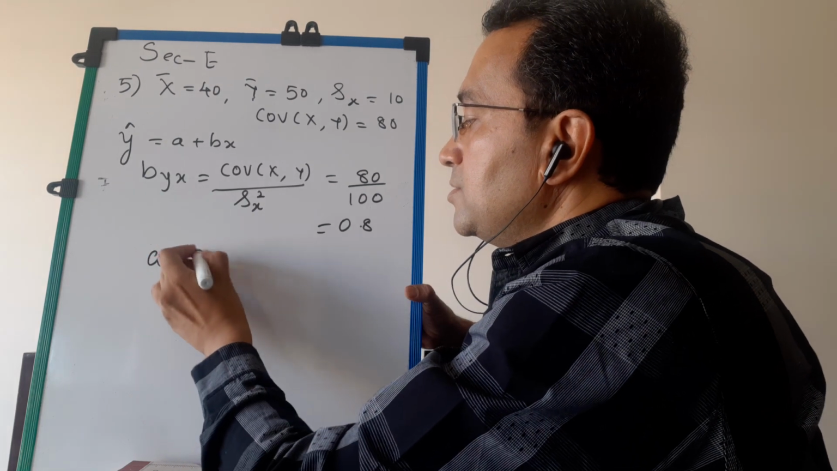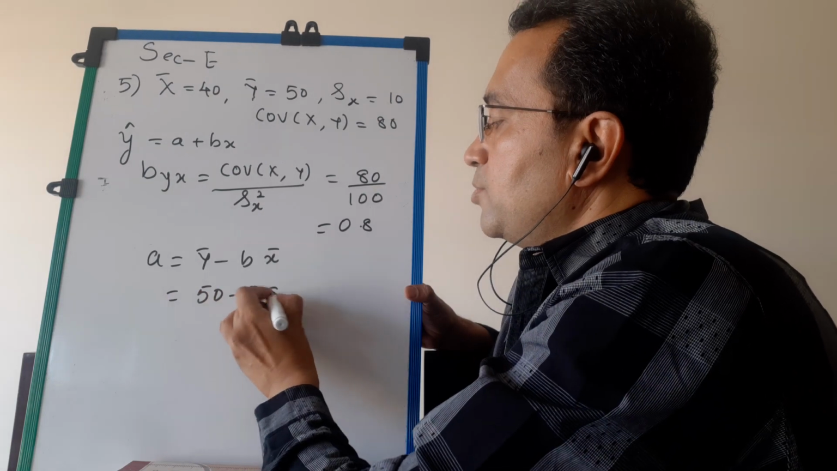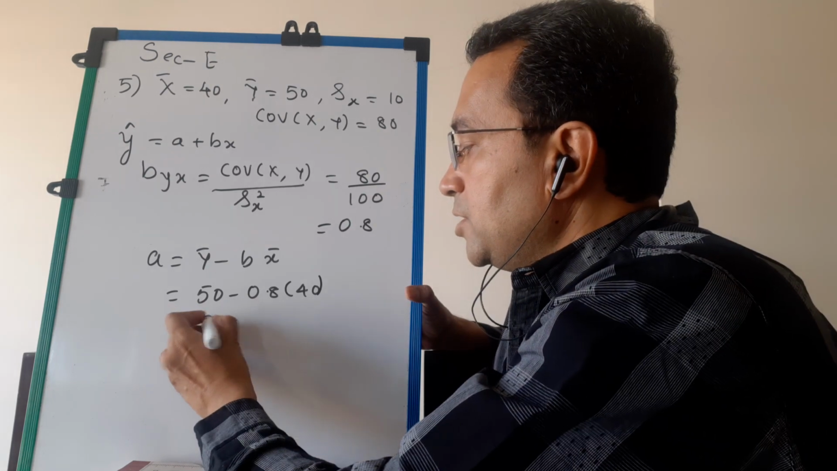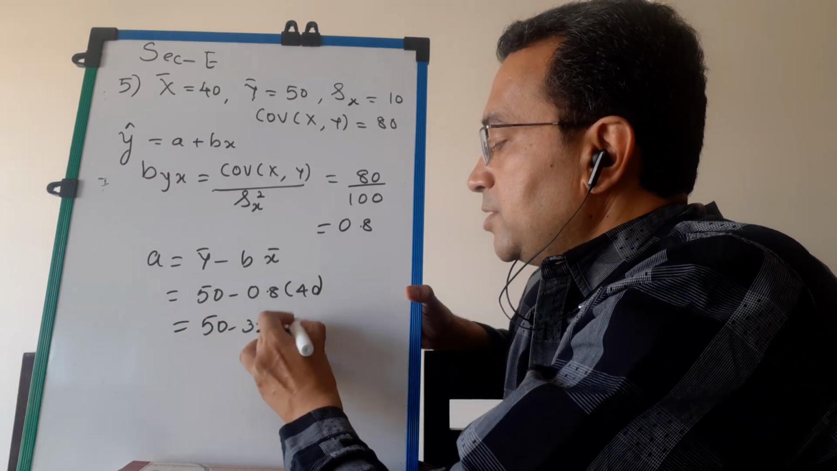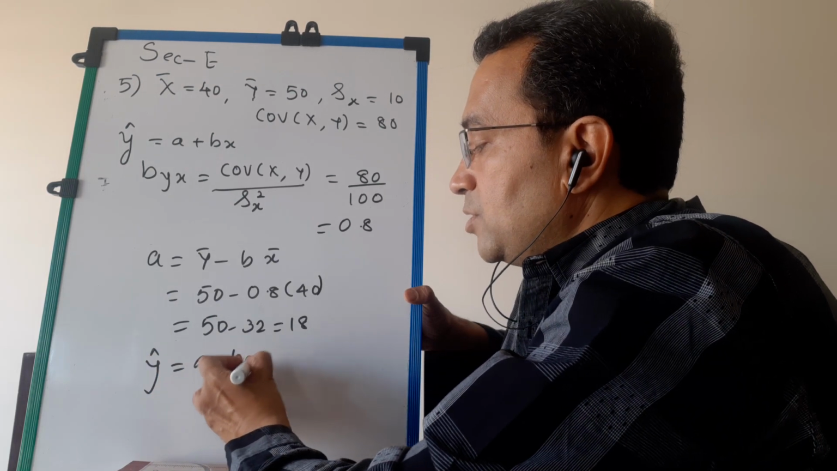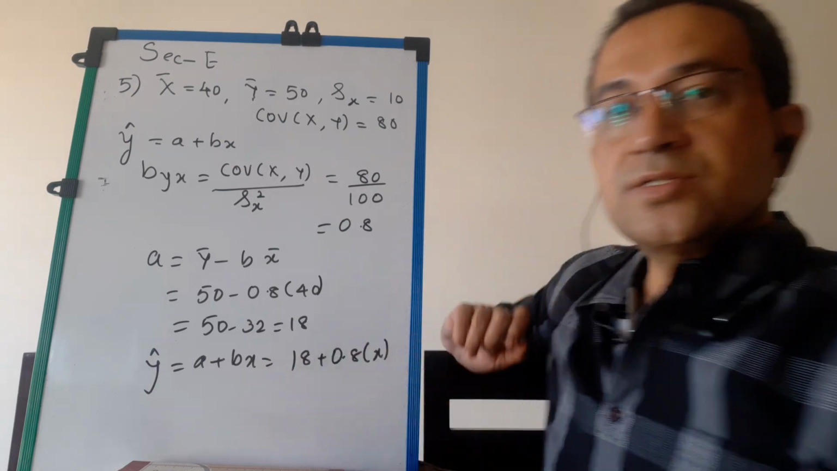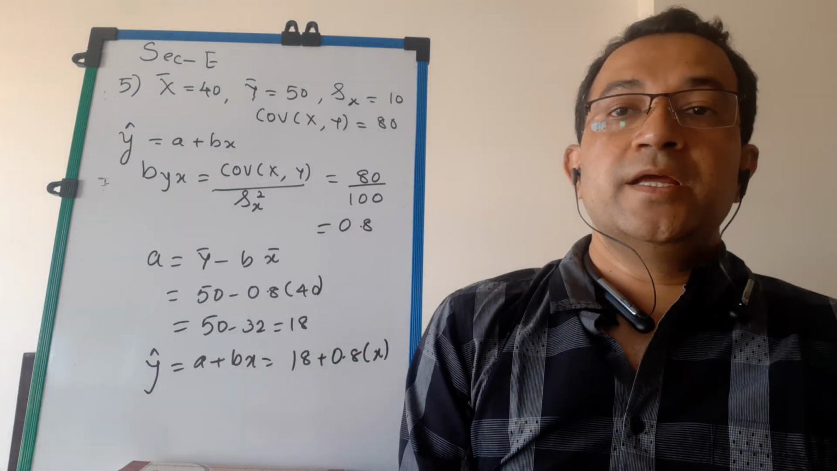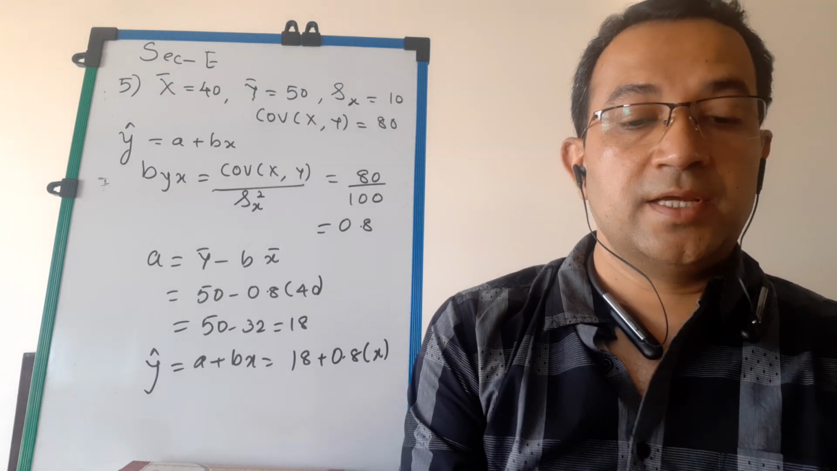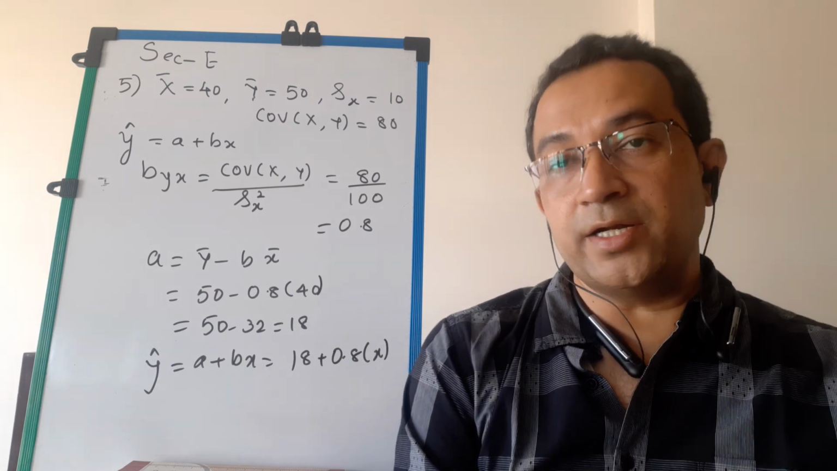Now A is equal to y bar minus b x bar, 50 minus 0.8 into 40. So 8 fours are 32. So 50 minus 32, so this is 18. So our regression line is y cap is equal to a plus bx, 18 plus 0.8 into x. Clear, students? Very easily, students, we have found out the answer. And all these questions are, you can say, very easy, students, once you understand.